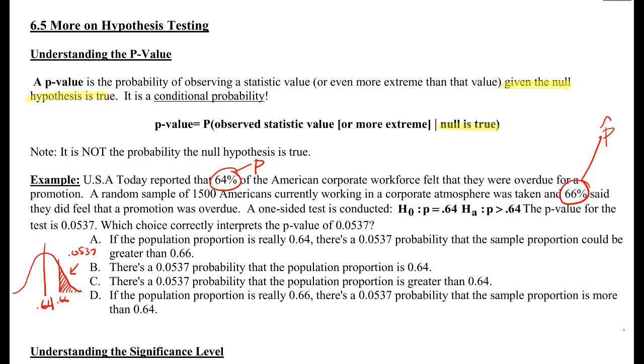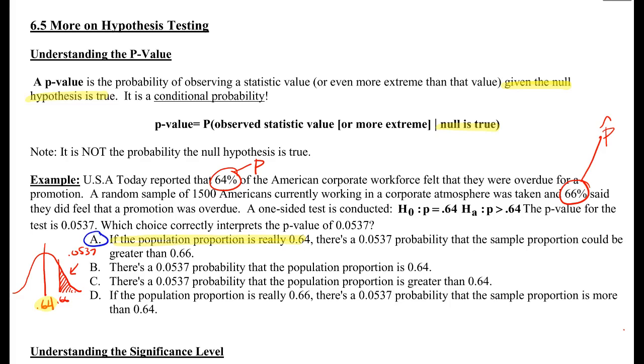And now it's just a matter of finding a statement that has this part about given the null hypothesis is true. And that's what we see in part A. If the population proportion p is really 0.64, if we're really centered here, then this is the probability our sample proportion could be greater than that value. That's exactly what this is saying. So that's our correct answer.